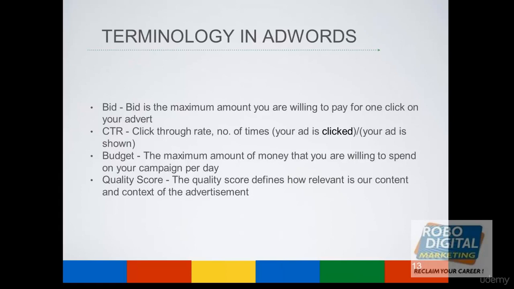The next thing is quality score. The quality score is defined as how relevant the content and context of your ad is to the keyword. Like somebody is searching buy red shoes online, and your ad is showing buy shoes online. That is relevant but not too relevant in comparison to someone who writes a buy red shoes online ad.